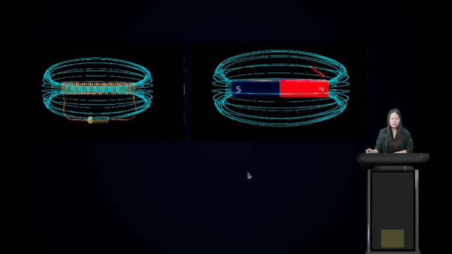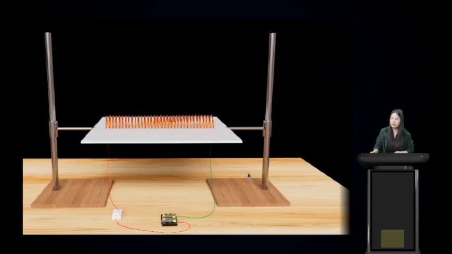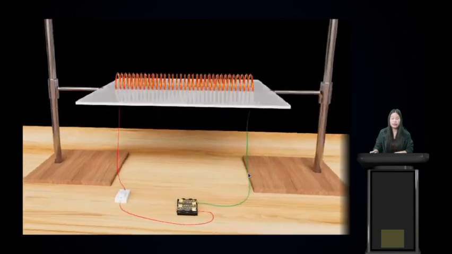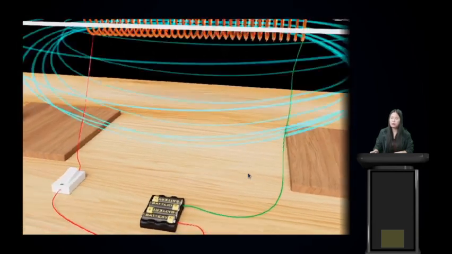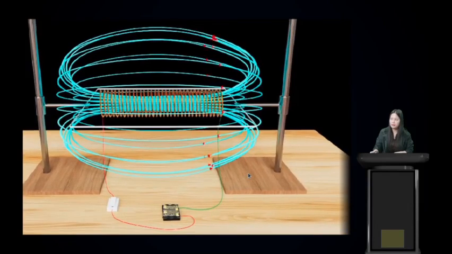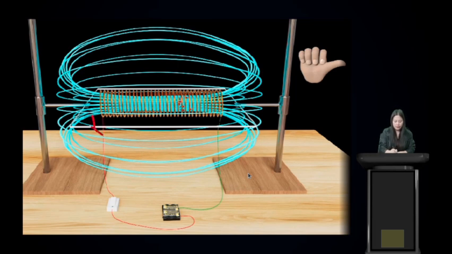But how do we determine the direction of magnetic field lines in terms of a solenoid? Yes students, let us find out. Okay, so here we have this setup. This solenoid is connected to this current. When we turn on the current, it will behave like a magnet, and so we will see these magnetic field lines. So what is the direction of current in this case? Positive end is here, negative end is here.